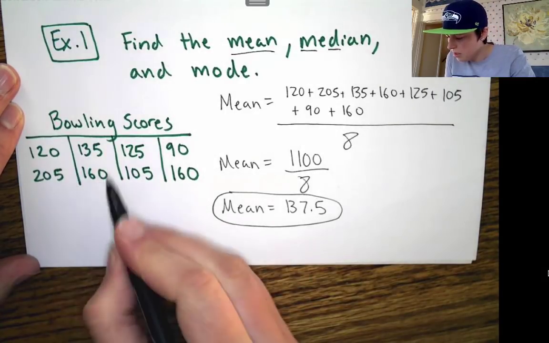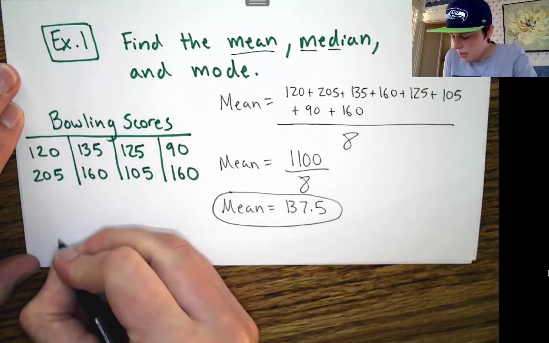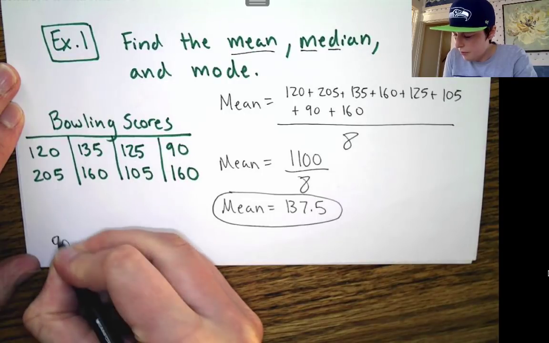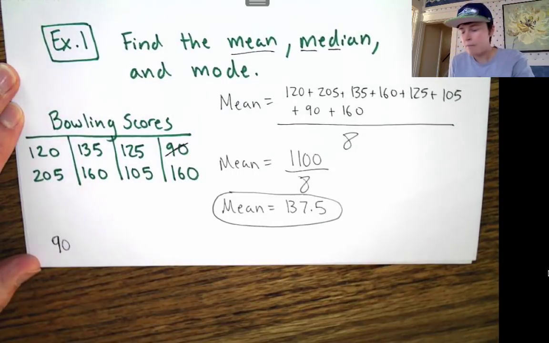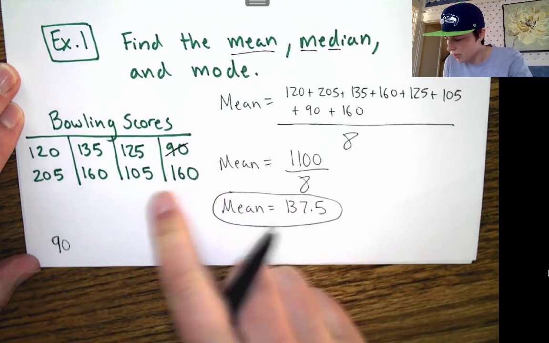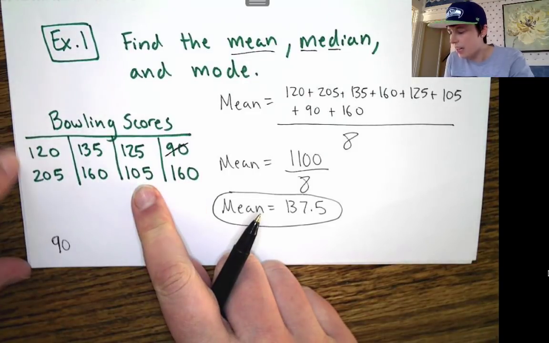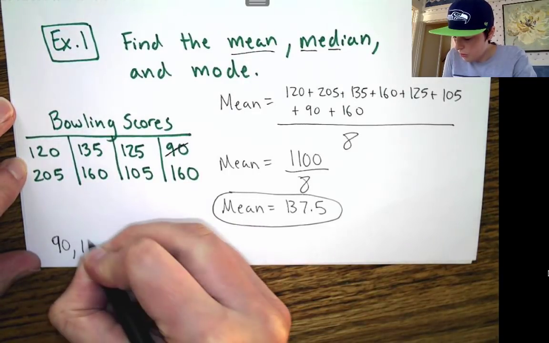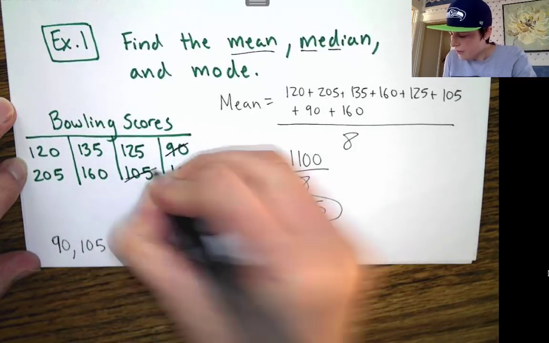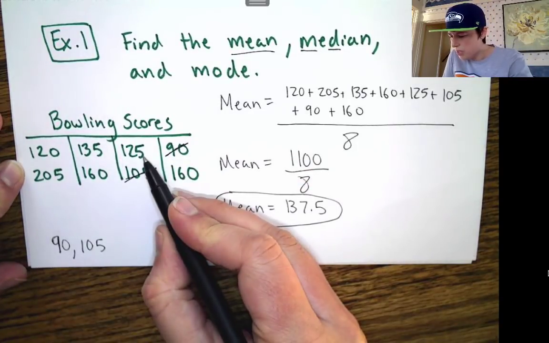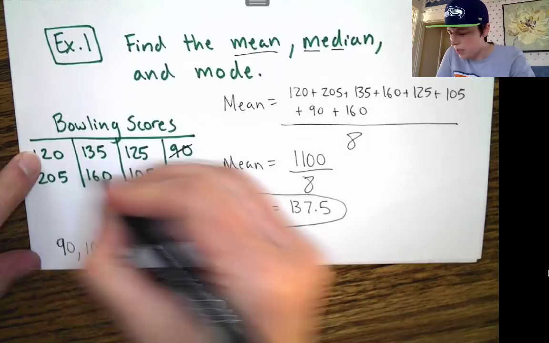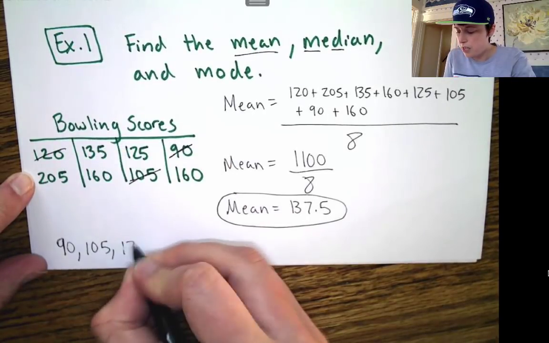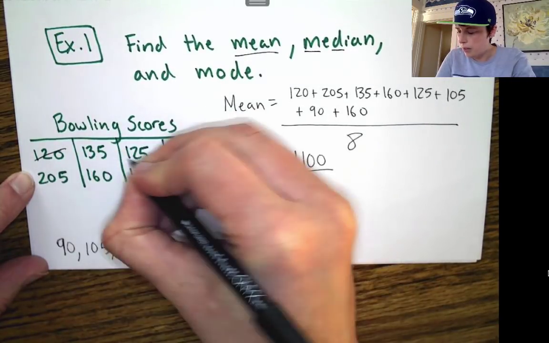What is our smallest score? Well, 90. That bowler didn't get a very high score. So I'm going to cross out 90. What comes after 90? The next smallest? Maybe 105? Yep. So I'll make a little list. 105. After 105, 120, and I see 120 over here. 120, and then 125.